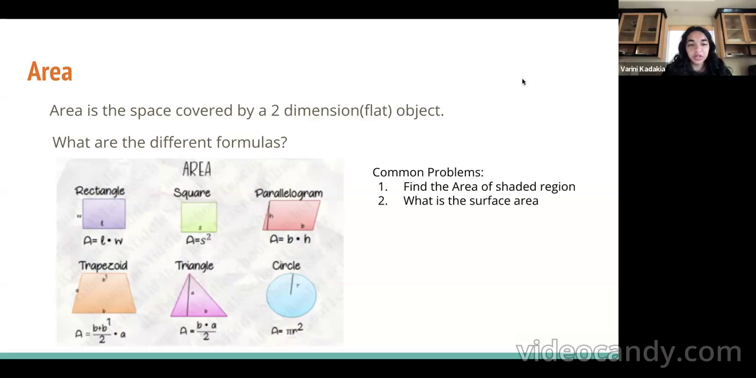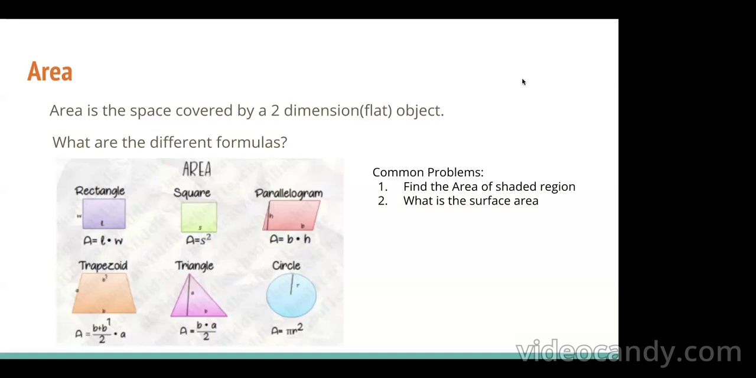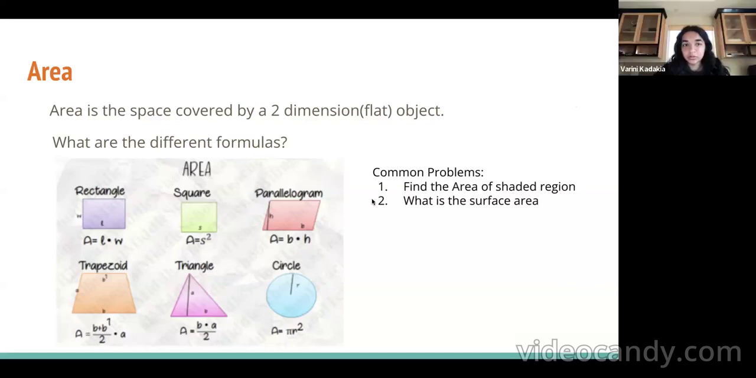Were you guys able to copy down the formulas or do you need more time? Are we good to move on?